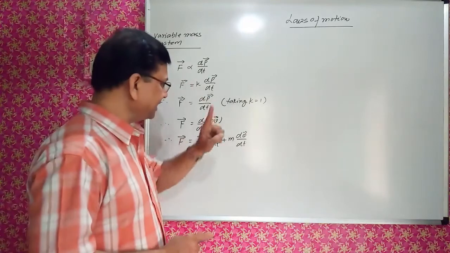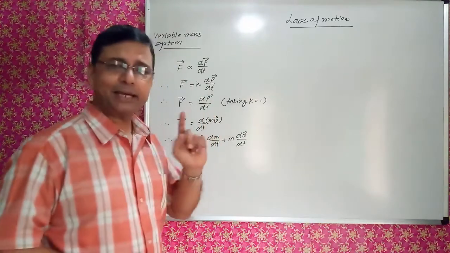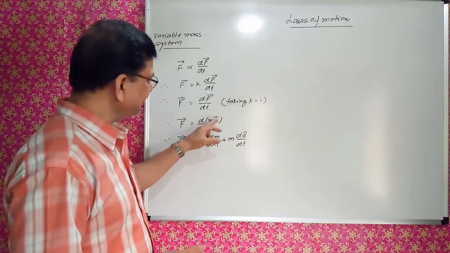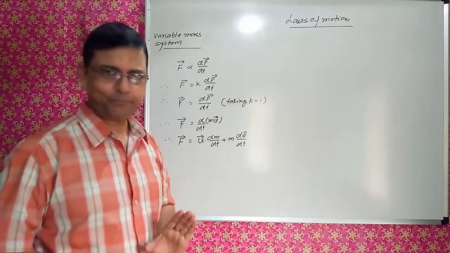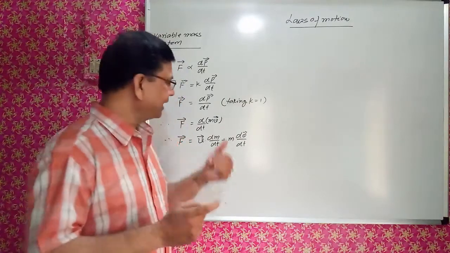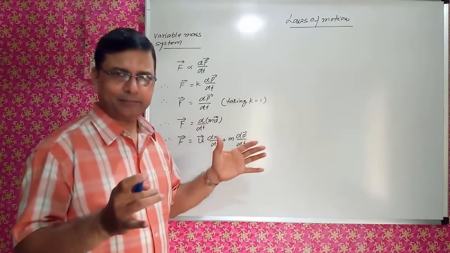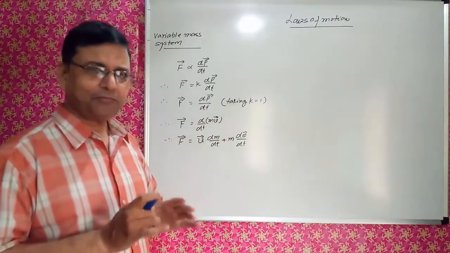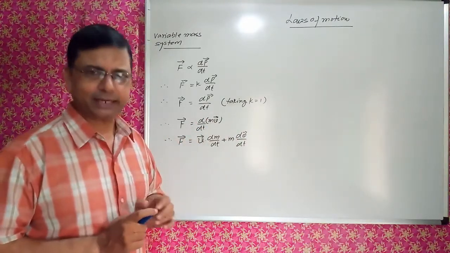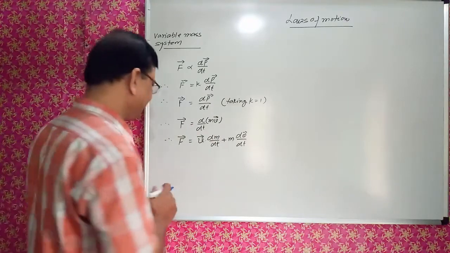Previously, what did I do? I had taken m as constant, that is why m was taken out, and in that case dv upon dt was the acceleration a. Here I have taken both as variable, right? m and v both are variable. But if only mass is varying and velocity is kept constant, what will happen?